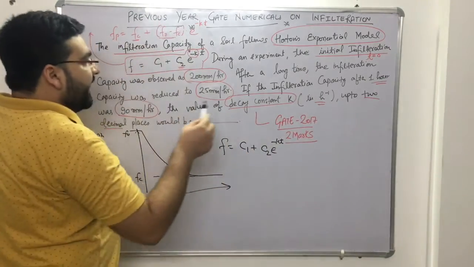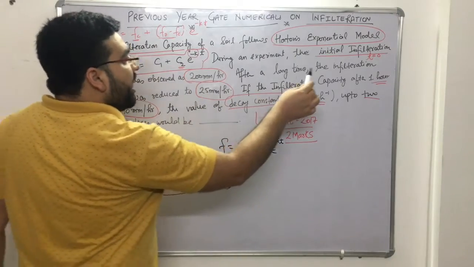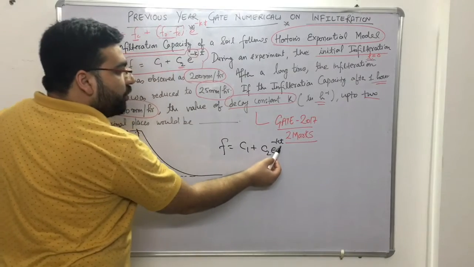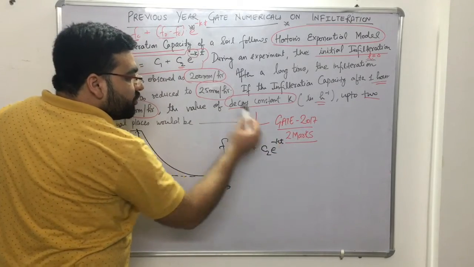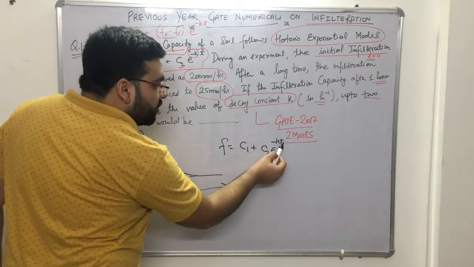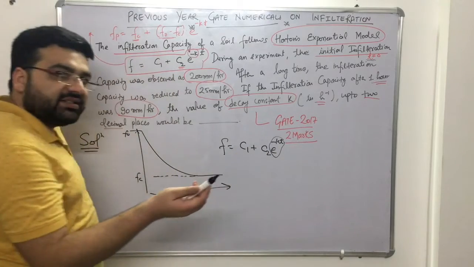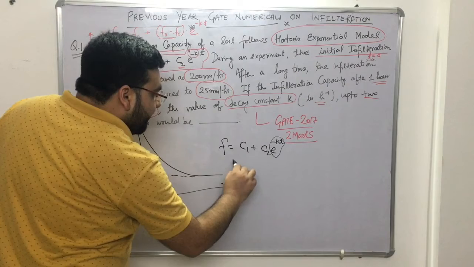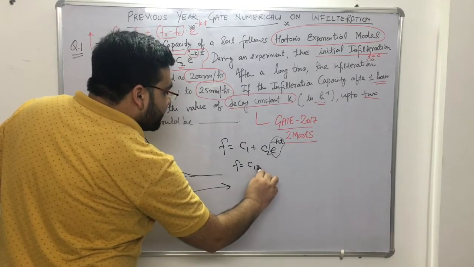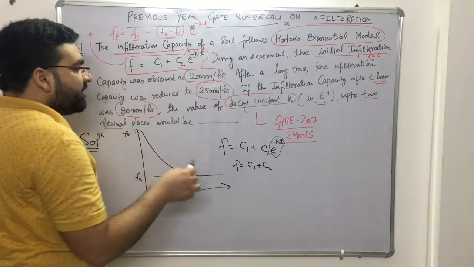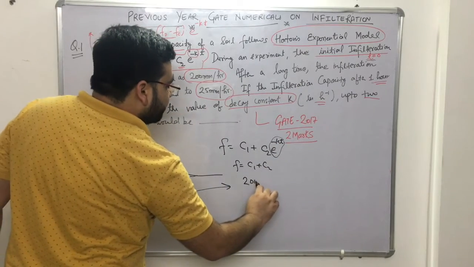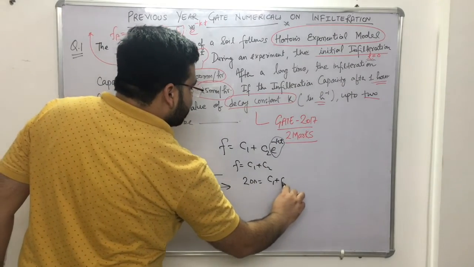How did they determine the value of C1 and C2? They just formed 2 equations, right? How can the 2 equations be formed? Initial infiltration at T is equals to 0. First of all, you will put T is equals to 0. If you put T is equals to 0, this will become equal to 1. Then F will be equal to C1 plus C2. Now how much is F? F is initial, it is 200 mm per hour, equals C1 plus C2.